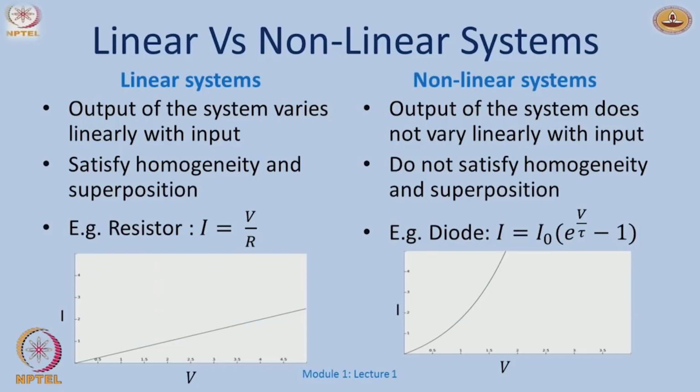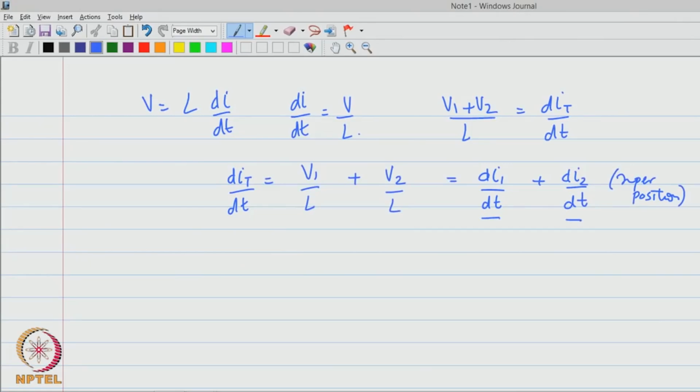Okay. So, what does a nonlinear system do? Well, in a nonlinear system the response does not vary linearly with the input, and of course it does not satisfy homogeneity and superposition. For example, a diode. Let us work this out as we did earlier. So I equals I0 e power V over tau minus 1.